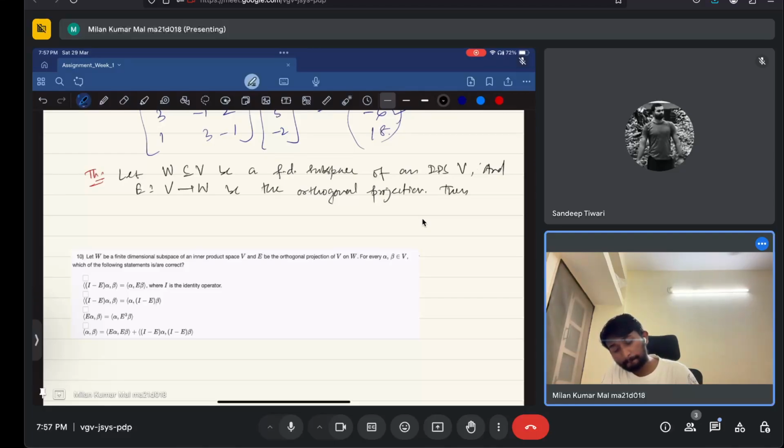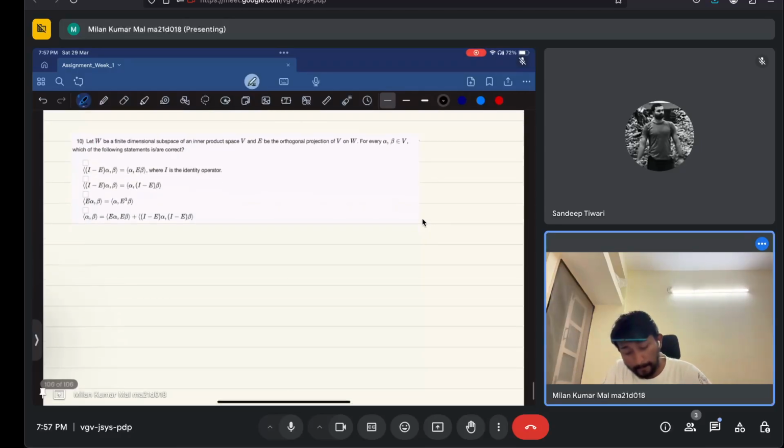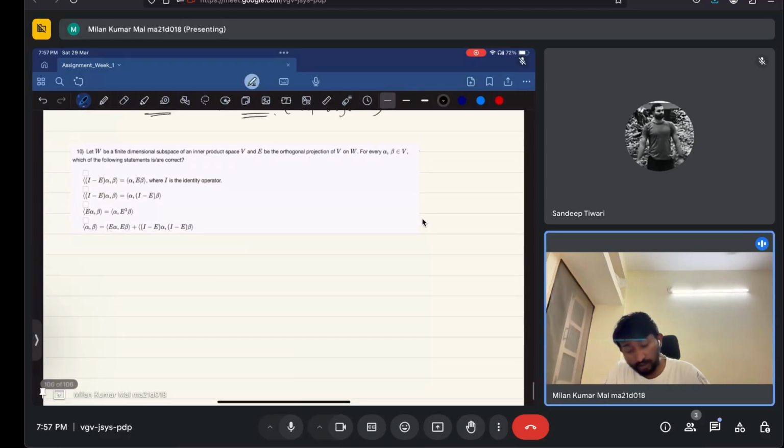Then we know that E square equals E, that is idempotent, as well as E star equals E. Any orthogonal projection is self-adjoint. This is called self-adjoint. There is a very interesting property, so we will use this property. Let's start from the last one. Okay, last one, I have to check.